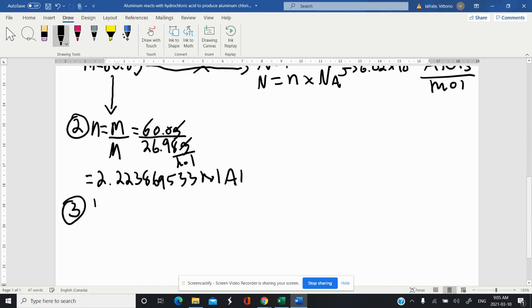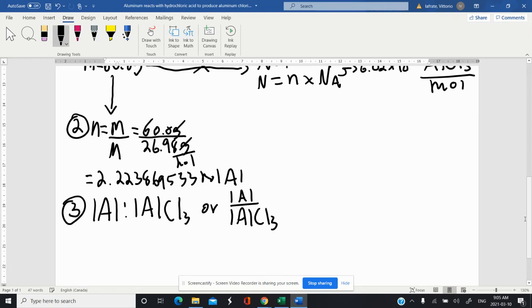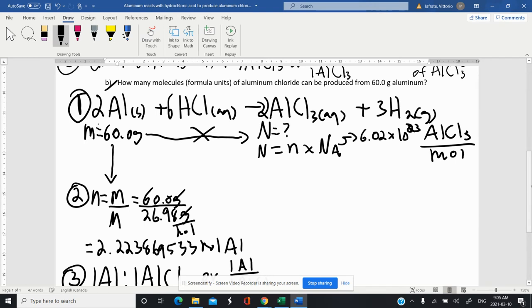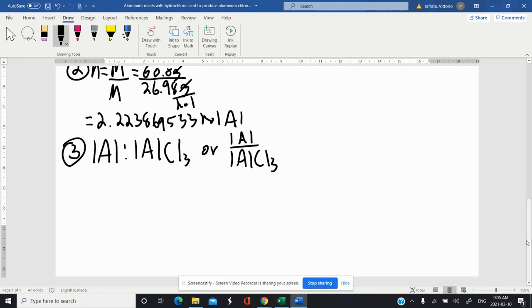Now I can write a mole ratio between the aluminum and the aluminum chloride. Right off the bat, we know it's a 1 aluminum to 1 aluminum chloride ratio, or you can write it as a conversion factor as 1 aluminum for every 1 aluminum chloride. And again, that's based on the balanced equation. It's a 2 to 2 ratio, which is really a 1 to 1 ratio. Now we can use our conversion factor to find the moles of aluminum chloride. So let's go ahead and do that.